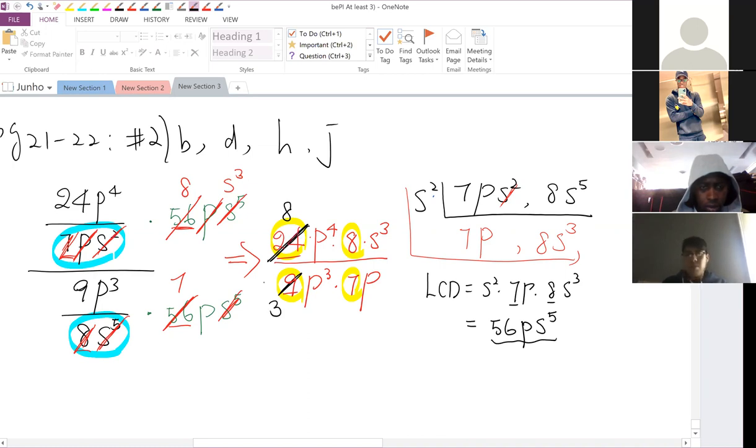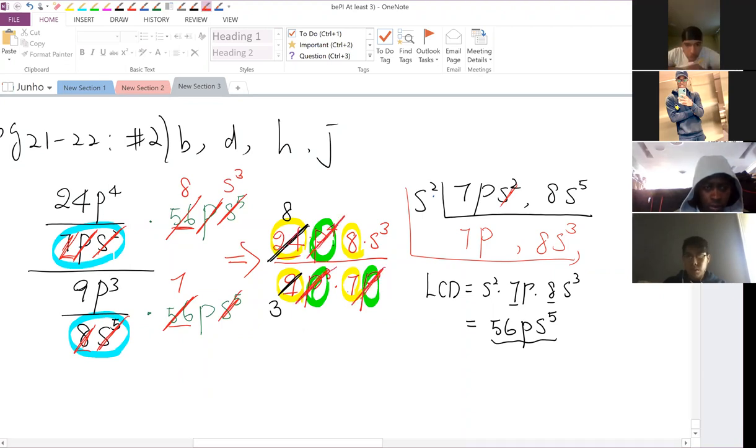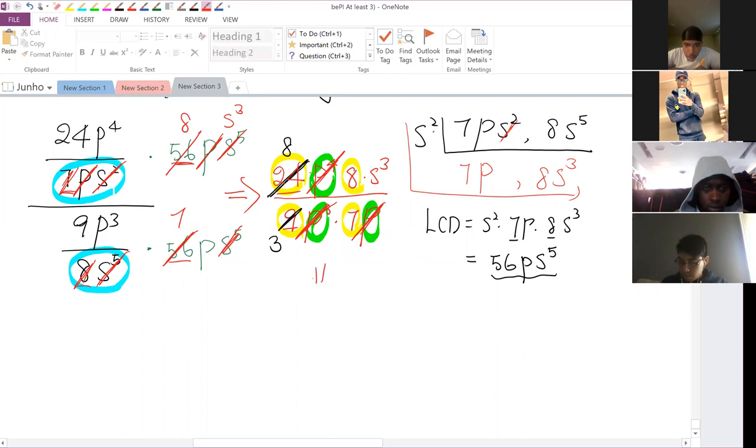Now, anything else? I'm going to highlight P to the fourth and P cubed. They go away completely because they are exactly the same number of P. So they are all gone. I don't see anything else. So now we just multiply the numerators, 8 times S cubed over 3 times 7, which is 21. Therefore, the answer becomes 64 S cubed over 21 wait, 8 S cubed over 21. That will be the answer for this problem.